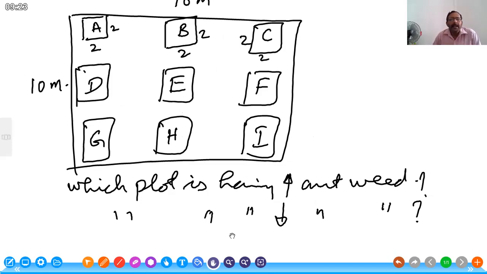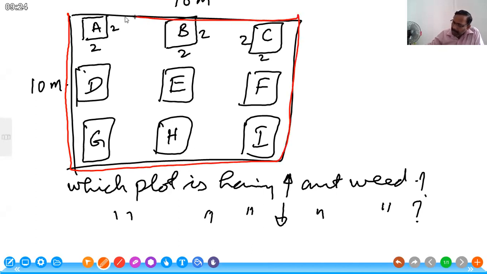Tell me, in a field, near the bund side, A, B, C, yeah, A, D, G. Okay, H, I. We say all four sides are bund. This is a bund here. All four sides are bund. I will put it in red color. This is bund, this is bund, this is bund.